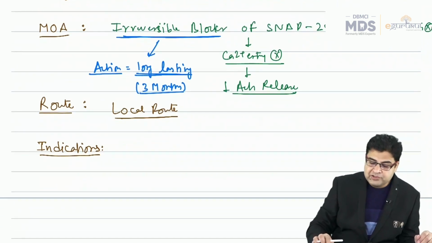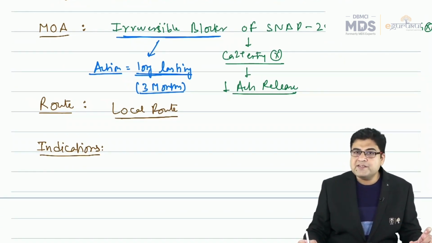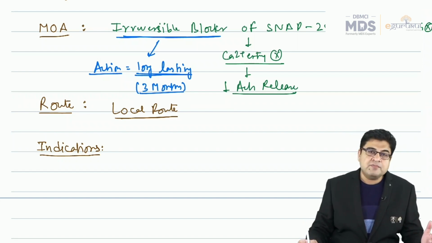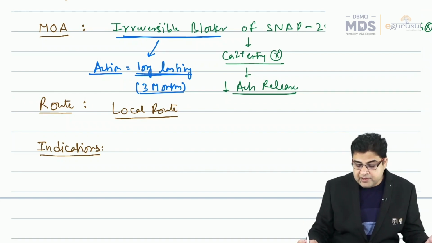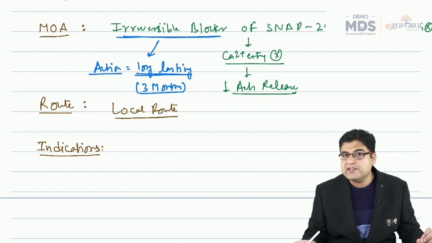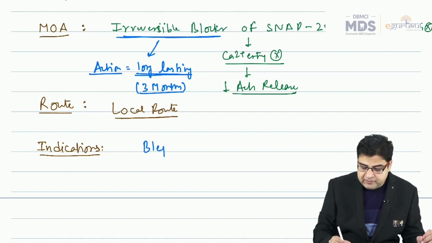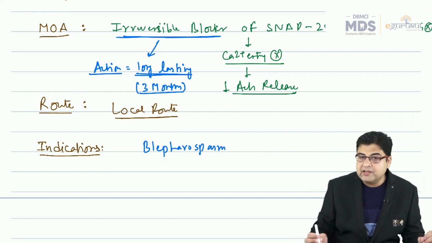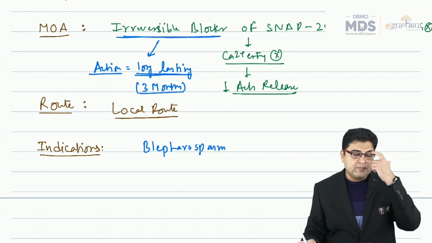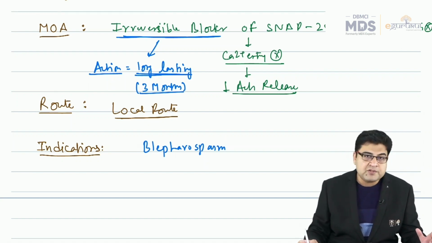Now, what are the indications of this medicine? Where do we use this medicine? This medicine is given for the treatment of some muscle spasm. By inhibiting the release of acetylcholine, this medicine can cause muscle relaxation. So the medicine can be given for the treatment of muscle spasm. For example, it can be given for the treatment of blepharospasm. Blepharospasm is a condition where the muscles of the eyelid are in spasm. So the medicine can be given for the treatment of blepharospasm.